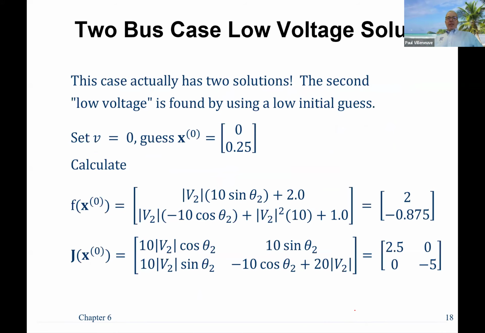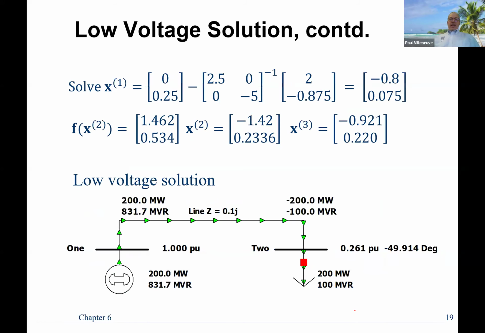We can also do it with a goofy evaluation. Remember how we said nonlinear, you can always have more than one solution? Let's plug in 0.25 for the voltage. And you get a valid solution, at least in terms of Newton Raphson. But how valid is that solution? Well, let's see. Your voltage at bus 2 is 0.261. Do you think the customers are going to be happy that their voltage is 26% of nominal?